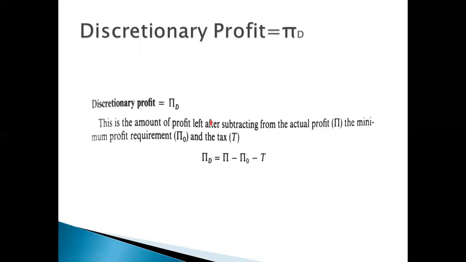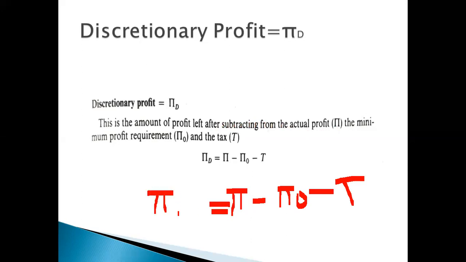Now come to discretionary profit. Discretionary profit, denoted by pi d, is nothing but what is left after subtracting two things, minimum profit and tax, from the actual profit. So discretionary profit is the amount of profit left after subtracting from the actual profit two things: the minimum profit requirement and the tax.